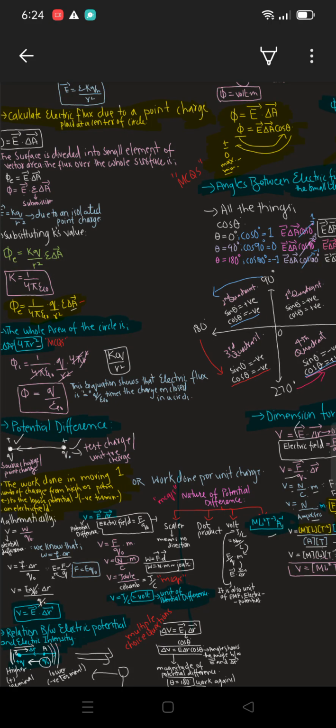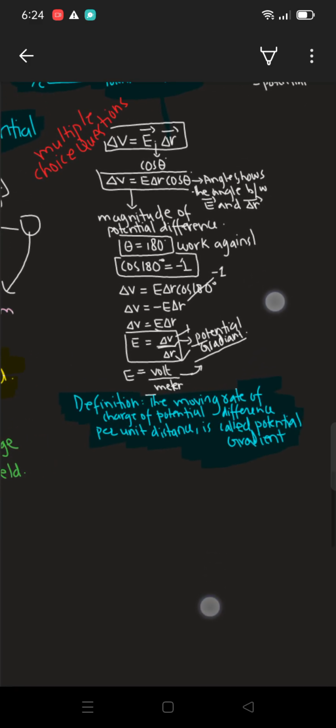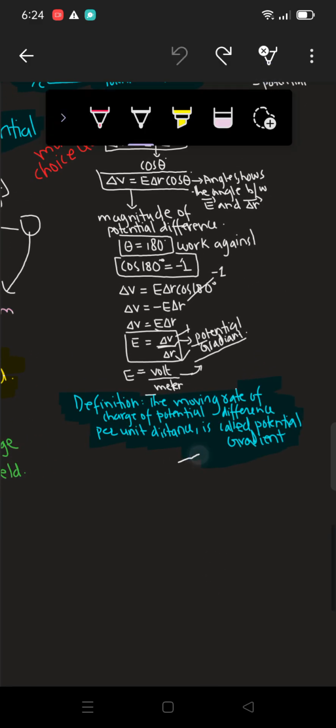Okay, so as in the last video we have discussed the potential gradient. What it was: the rate of change of potential per unit distance is what we call the potential gradient, and the formula of potential gradient was del V upon del R, and there we got the unit of the potential gradient as well, and that was of course volt per meter, and volt per meter was also a unit of electric field, right?